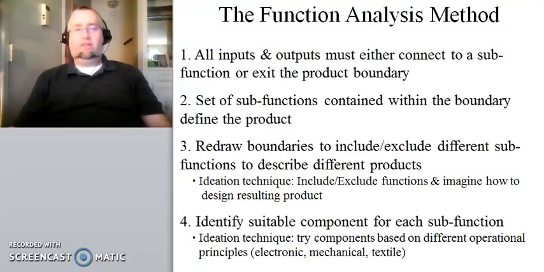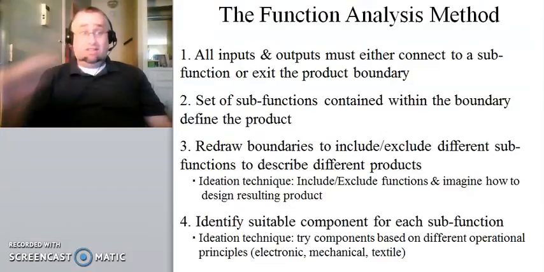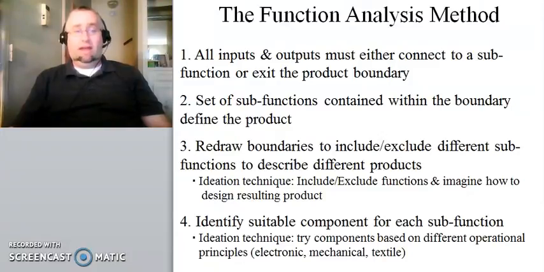But all inputs and outputs must either connect to a subfunction, or if they don't connect, they have to exit the product boundary. And the reason that they have to exit the product boundary is any unconnected flow of material or information or energy that is left inside the system boundary is essentially an accumulation, right? So if you've got material flowing into the system boundary that isn't somehow manipulated by a subfunction and does not flow out of the system boundary, well, that material is just going to accumulate inside the system boundary, and that does not make any sense from a mass conservation perspective. So make sure that all your inputs and outputs either connect to a subfunction or exit the boundary.